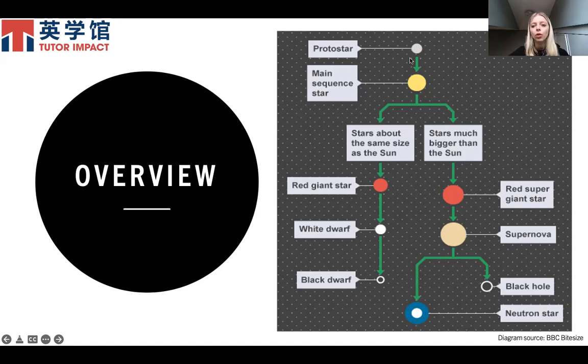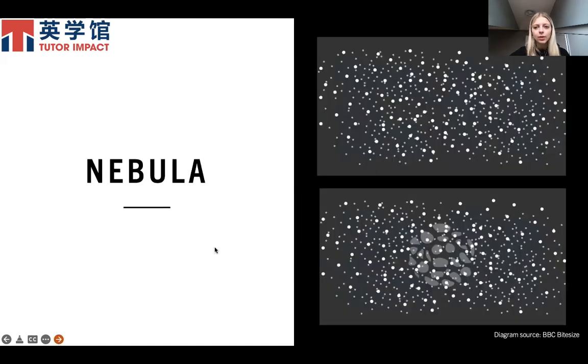So now we're going to move on to look at each one of these stages. And we're going to begin with nebula, which, as I said before, was the pre-stage to protostar. So we're going to start at the top and work our way down this diagram. So, as I said, we're starting with the nebula. Now, the nebula is the pre-stage before a star becomes a protostar.